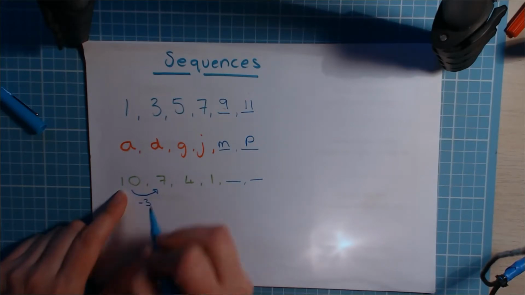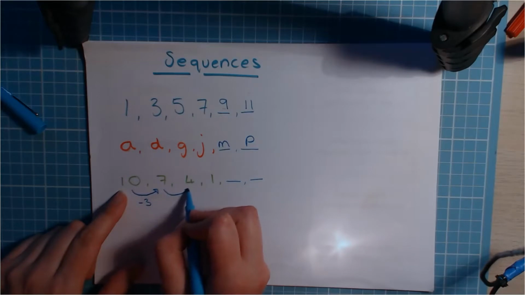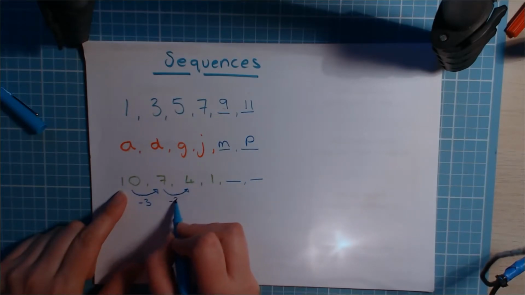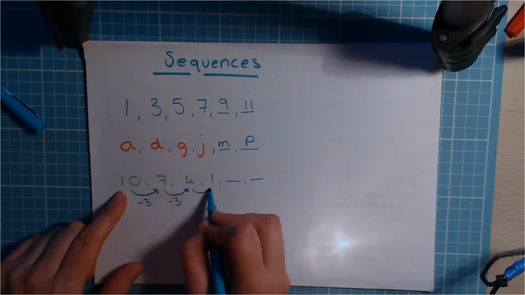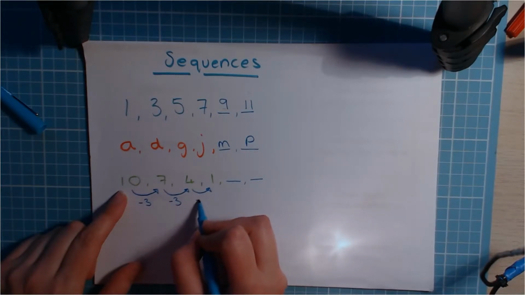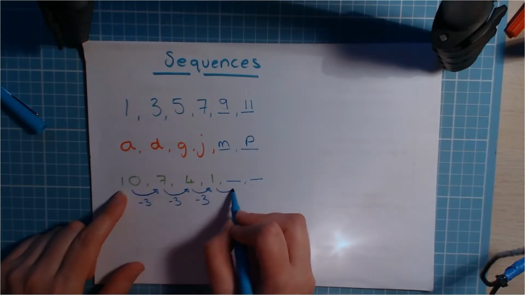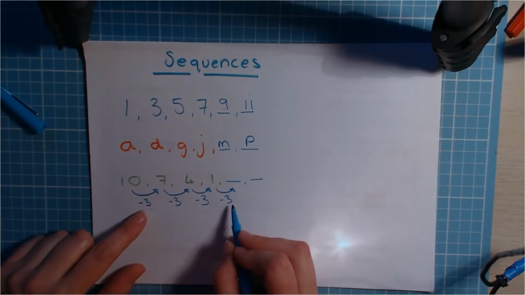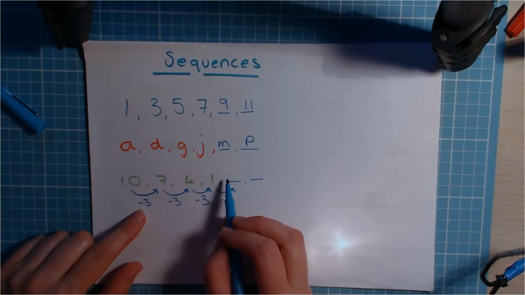Okay, let's make sure that works on all the others. So 7 to 4, yeah, it does work. We're taking away 3. 4 to get to 1, the same again. We're going to subtract 3. So for here, we're going to need to subtract 3 as well. You can see the pattern's going to carry on. But that's going to put us into a negative, okay?